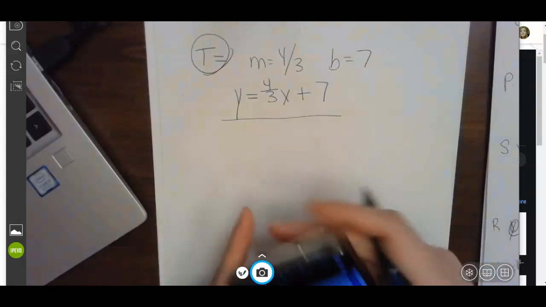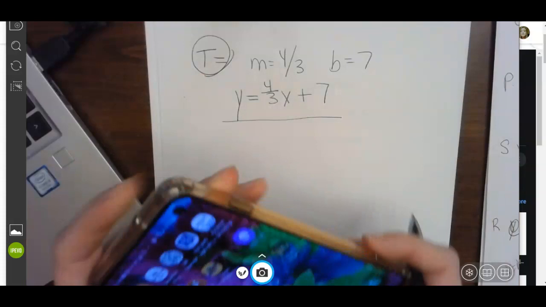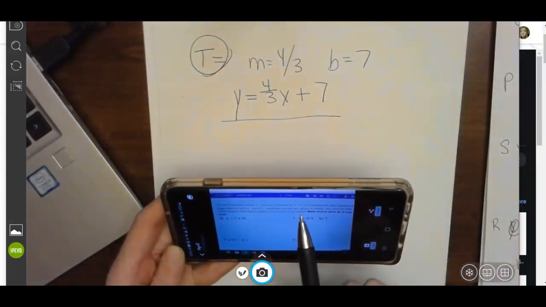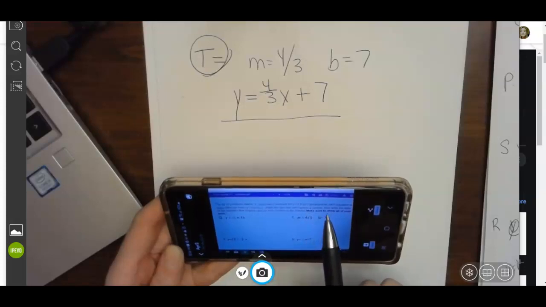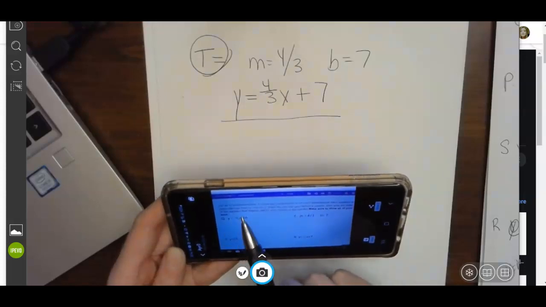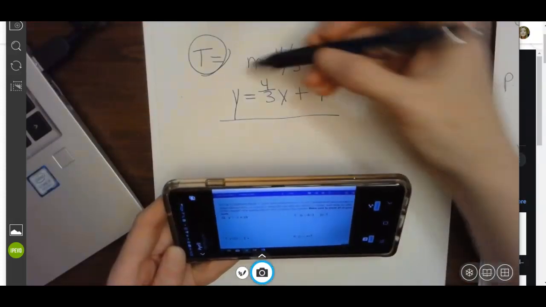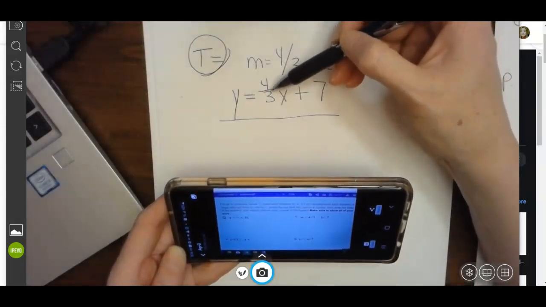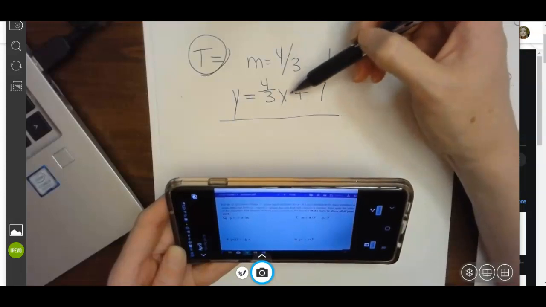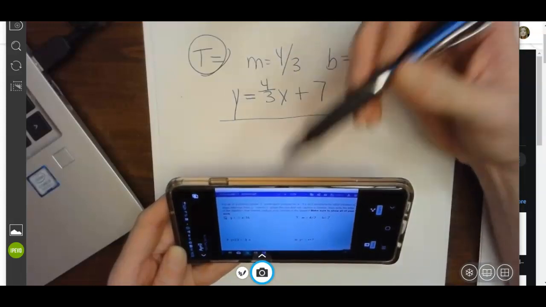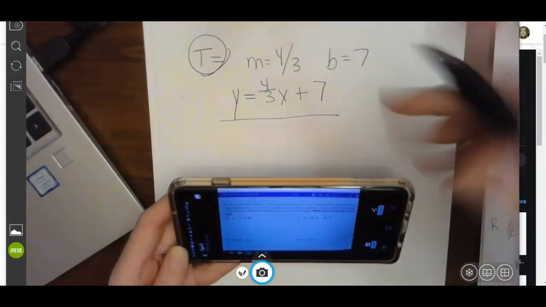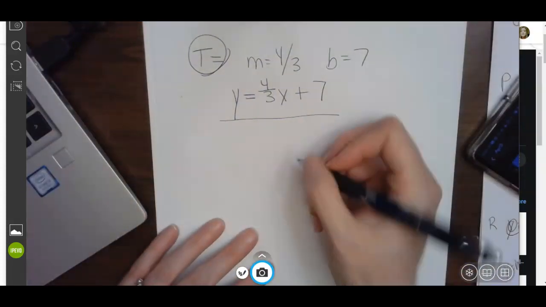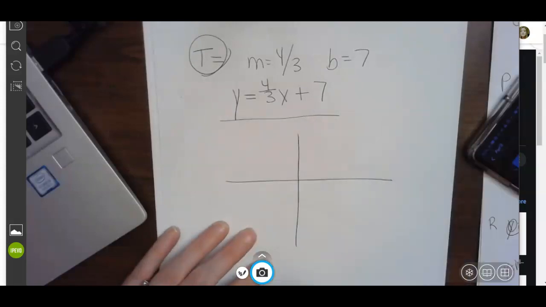It says, solve each problem for y equals, if it isn't already, write each equation in slope-intercept form. y is equal to m, which is 4/3, x plus b, which is 7. Then graph the line. So this line will be graphed.